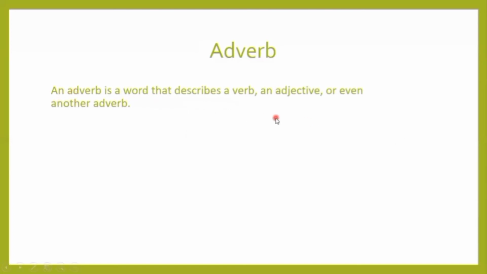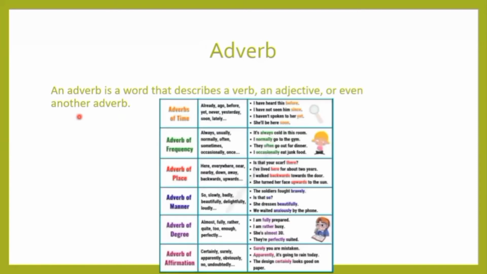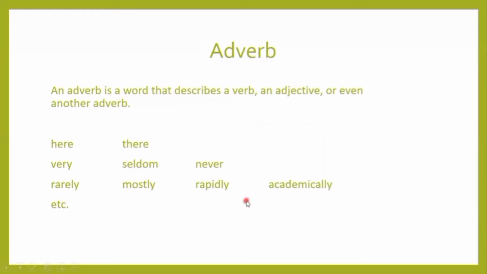After that, there is adverb. An adverb is a word that describes a verb, an adjective, or even another adverb. An adverb usually adds more information about how, when, where, why, under what conditions, or to what degree. Some examples of adverbs are here, there, very, seldom, never, rarely, mostly, rapidly, academically, etc.